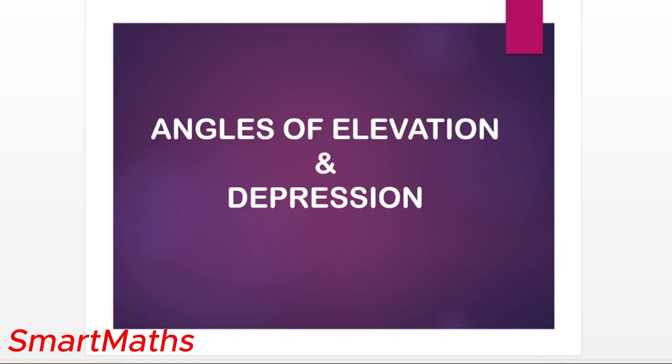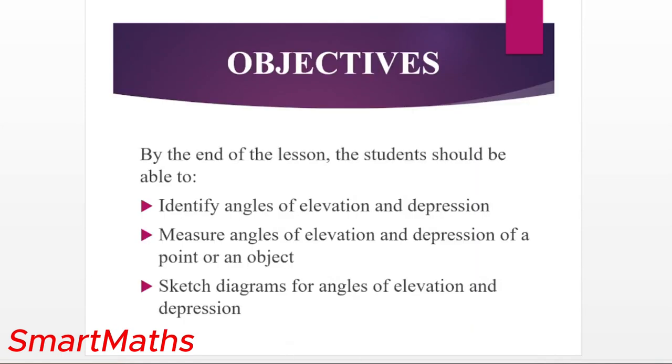So we have the following objectives. What are the objectives for this class? By the end of this lesson, you should be able to identify angles of elevation and depression. Not only that, you should also be able to measure angles of elevation and depression of a point or an object. Then you should be able to sketch diagrams for angles of elevation and depression. So that is for this level. We're going to look at the next one now.